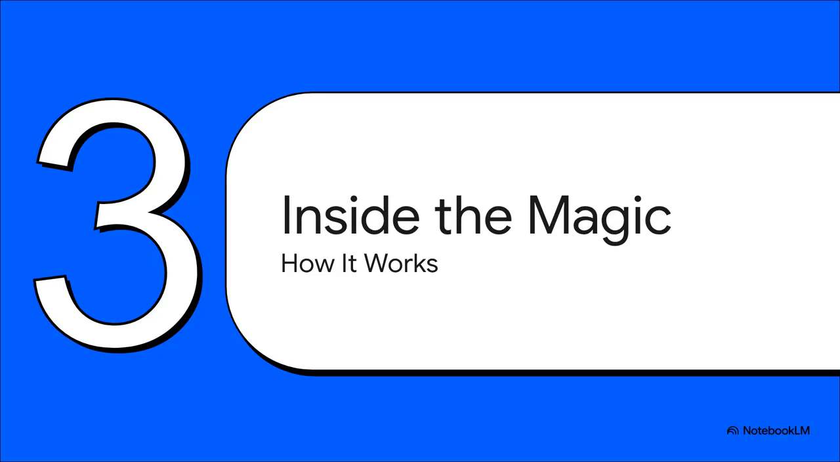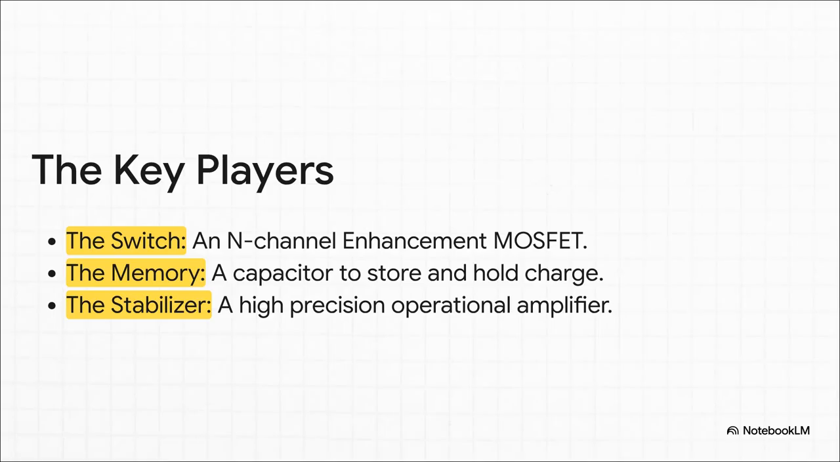Now, that sounds simple enough, but how does this little circuit actually pull off this magic trick? Come on, let's take a look under the hood. So there are three key players in this whole operation. We've got a switch, which acts like a gate. We have a memory element, that's our capacitor, and we have a stabilizer, which is an op-amp that makes sure our signal stays nice and steady. Let's see how this team works together.